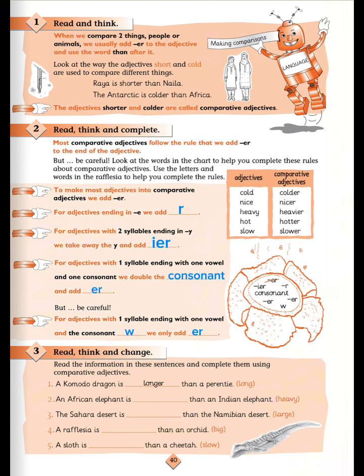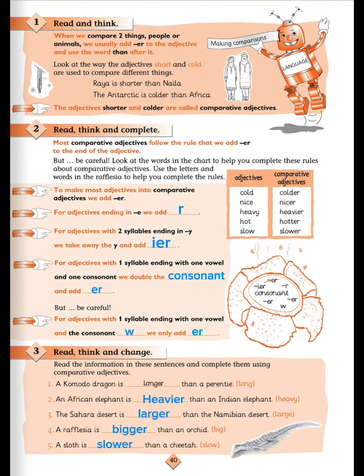Exercise number 3. Read, think, and change. Read the information in these sentences and complete them using comparative adjectives. Let's see the answers. Number 1 is done for you. A Komodo dragon is longer than a Baranti. Number 2. An African elephant is heavier than an Indian elephant.